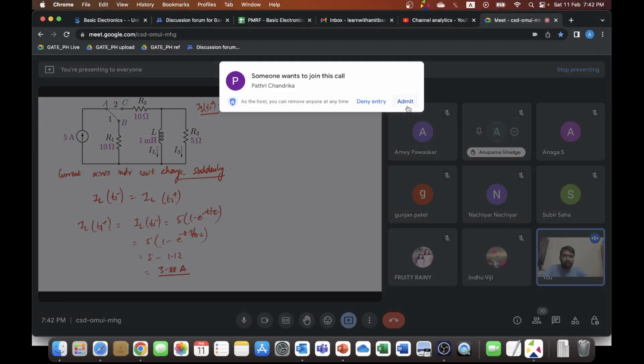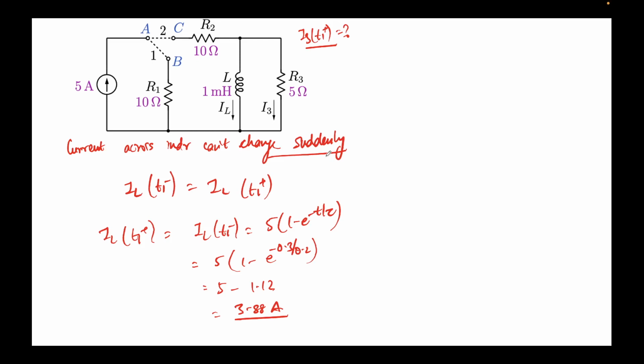So we have obtained that much. Now I'll draw this circuit, how will this circuit look at t greater than t1?